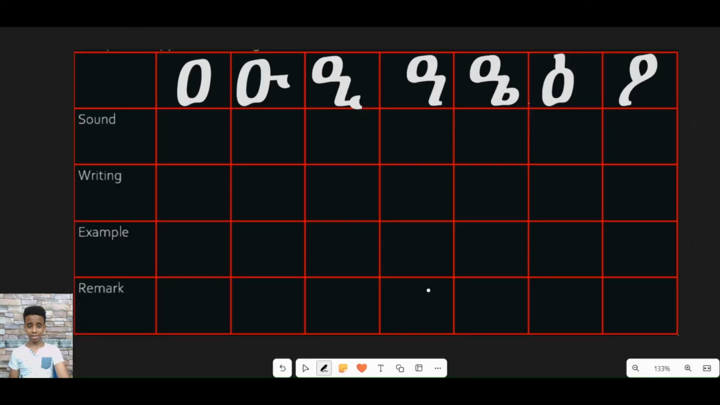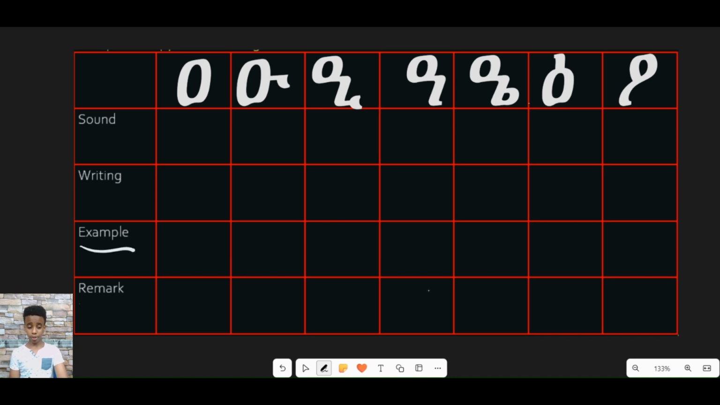We will learn this letter using this simple chart. The first row is where the computerized version of these Tigrinya letters will be placed. Our second row is a sound row, and over here we will give the way you can pronounce these Tigrinya letters properly. Our third row is a writing row, and over here we will teach how to write this Tigrinya letter in a simple way.